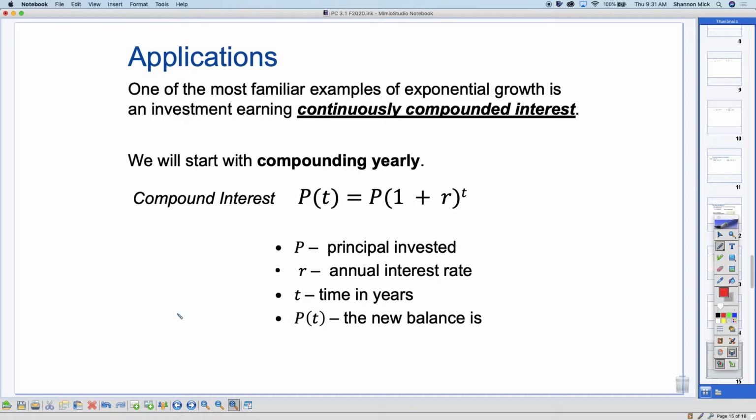Interest is not usually compounded one time a year. If you have a loan, your interest is probably calculated every month, right? So that wouldn't be one time a year. So we have this basic compound interest equation, but we're going to look at and use this.